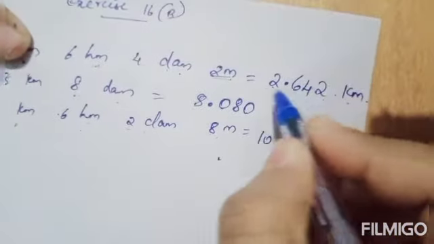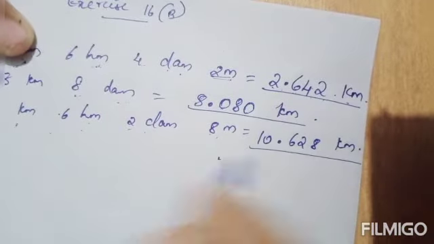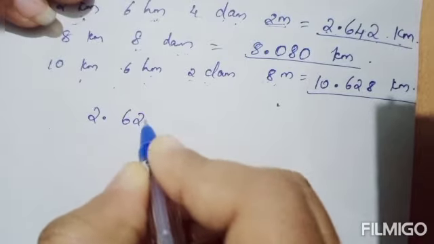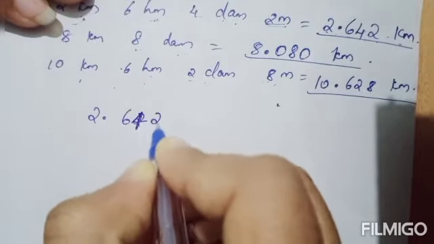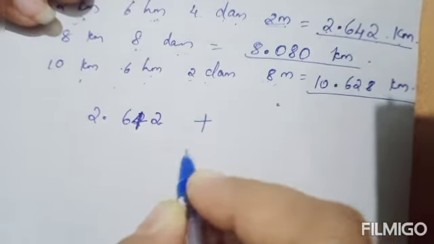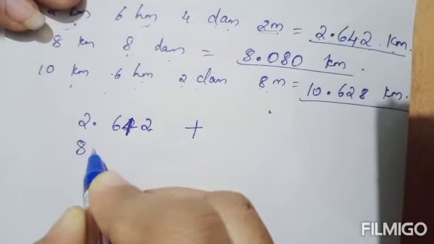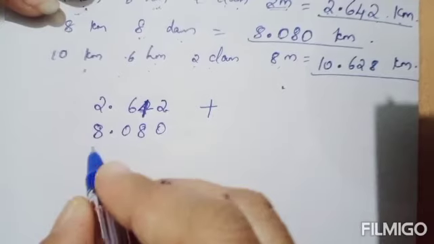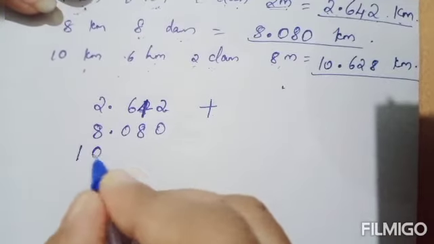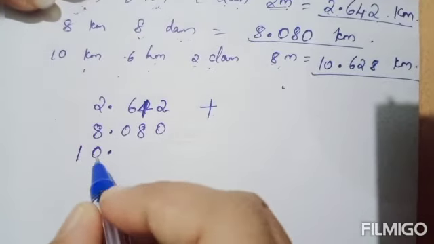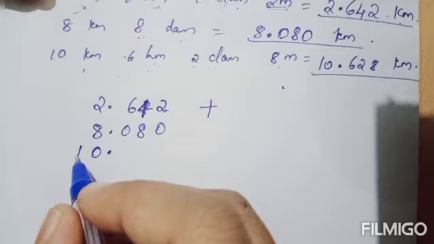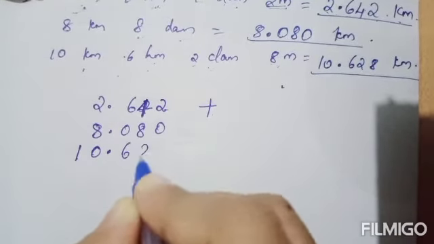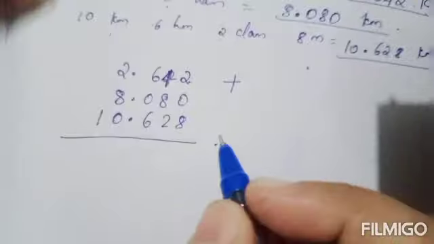Now you can add these three decimal fractions. Okay, that is 2.642 plus 8.080 plus 10 point. How will you write 10? In this way: 0 in the 1's place digit, 1 in the 10's place digit. Okay, 10.628. Now you can add.